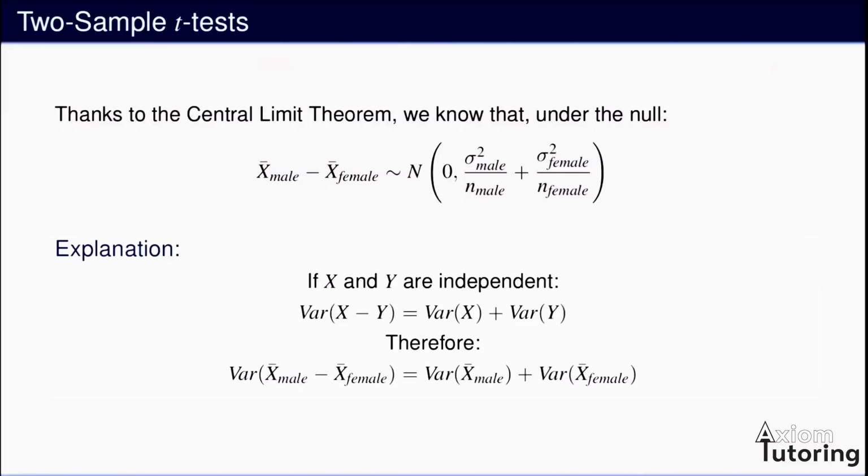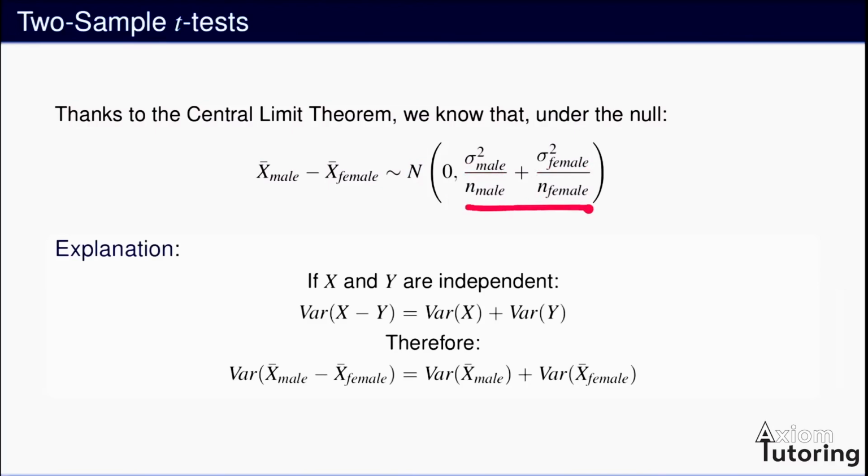Thanks to the central limit theorem, we know that if we assume that the null hypothesis is correct, then x bar male minus x bar female will have a mean of 0, because this is exactly what we assumed in our null hypothesis. But we also know that the distribution will be normal, with mean 0 and variance sigma squared male divided by the sample size for males plus sigma squared female divided by the sample size for females.